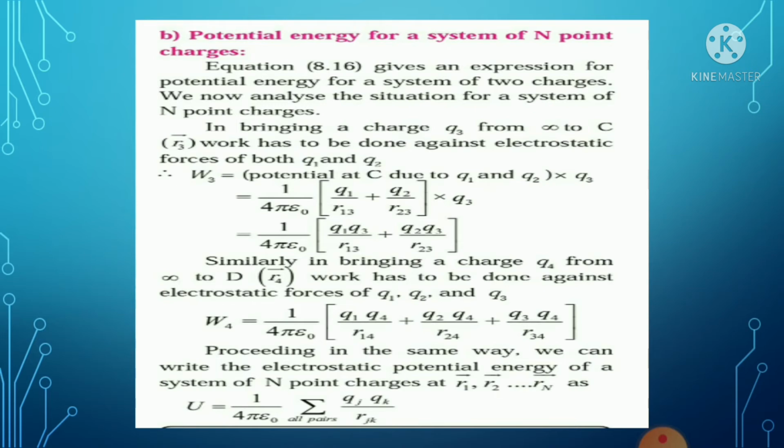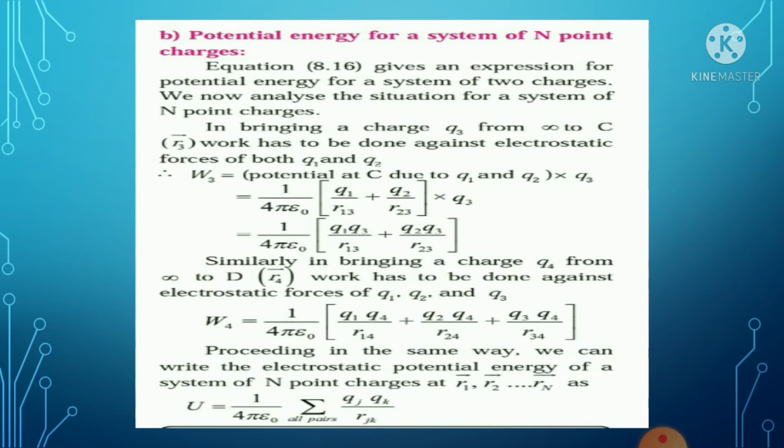In this equation we can find out the potential energy of the system. So we use this equation, which gives an expression for the potential energy of a system of 2 point charges in the previous lecture. Now we analyze the situation for a system of n point charges in this lecture.